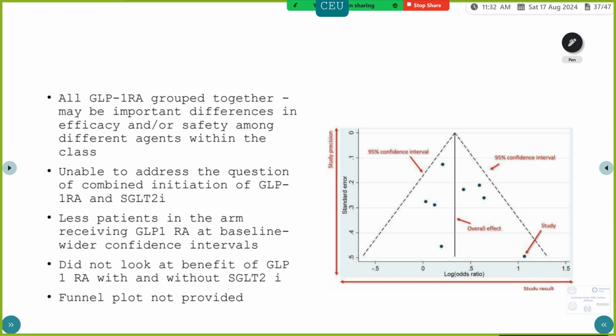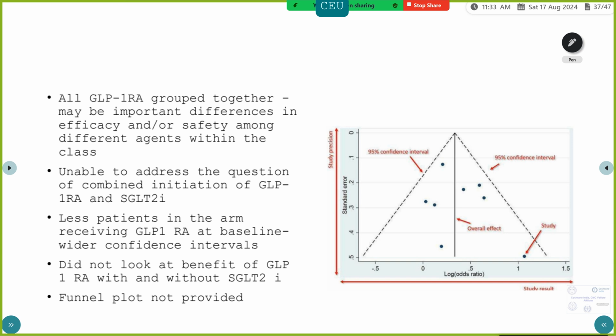They have also not provided a funnel plot. So just to explain what the funnel plot is, this is not what is provided here. I just put this picture to explain. Essentially, a funnel plot is what we use to see if there is any publication bias. This is the overall effect, the center line, and this is the 95% confidence interval. Larger trials, which we expect to contribute more to the overall effect, will be closer to the midline, and they will also be higher up, as they will be more precise.